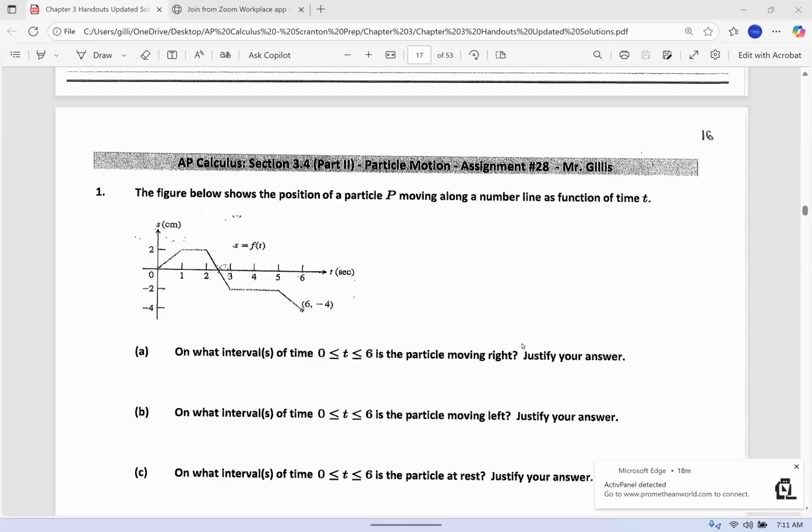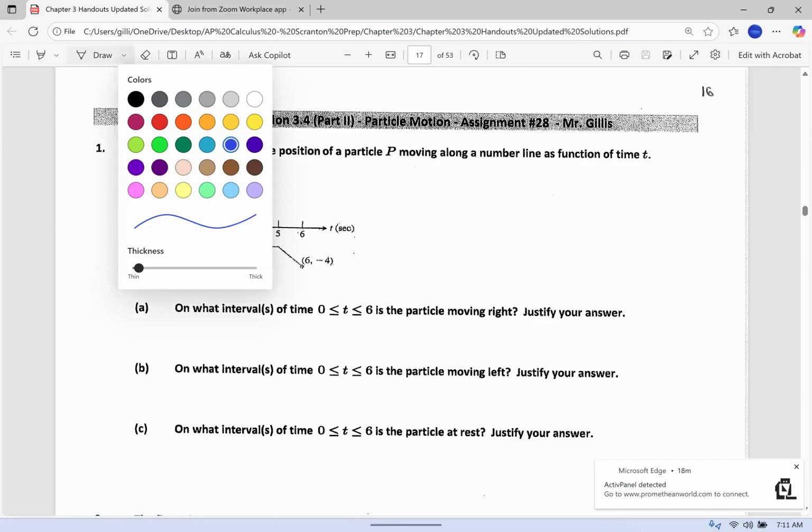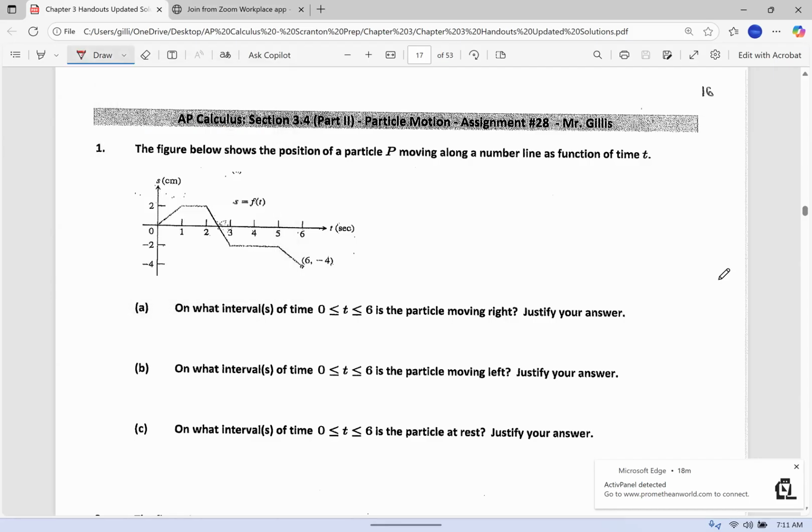Okay, so in this solution video, I'm going to go through carefully particle motion in two types of representations. The first representation will be given a graph, and the second one will be given a function, so kind of graphically and algebraically. So this first problem here in assignment 28 is the graph.